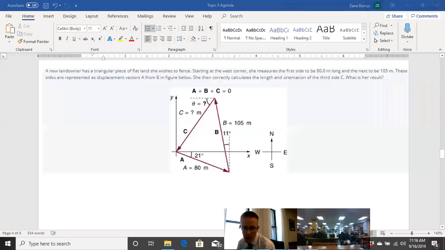Okay, so here's our example problem. We have a new landowner who has a triangular piece of flat land she wishes to fence. Starting at the west corner, she measures the first side to be 80 meters long and the next to be 105 meters. These sides are represented as displacement vectors A and B in the figure below. She then correctly calculates the length and orientation of the third side C.